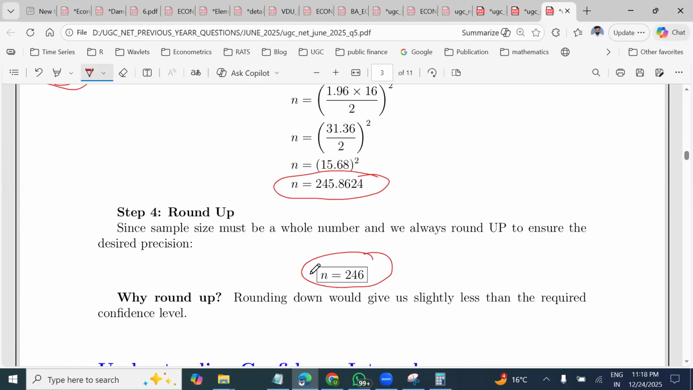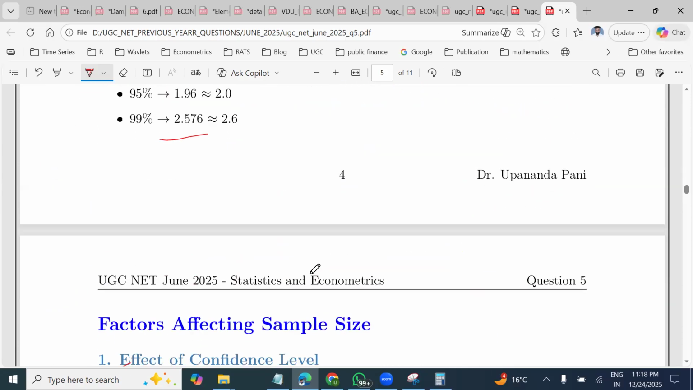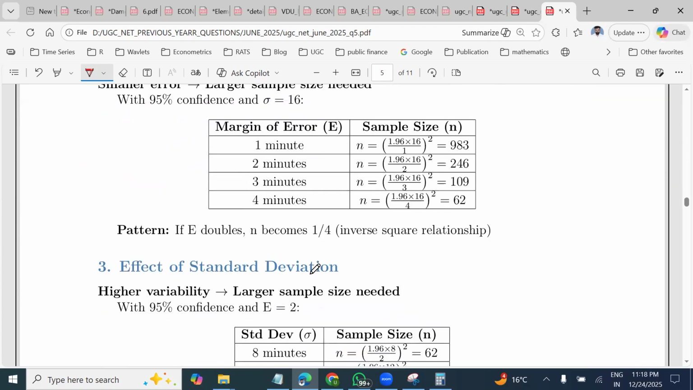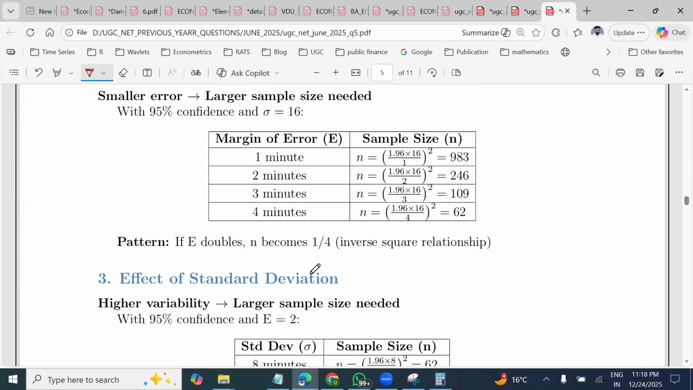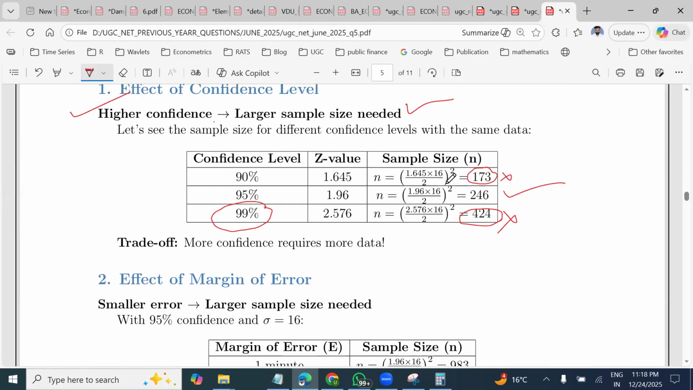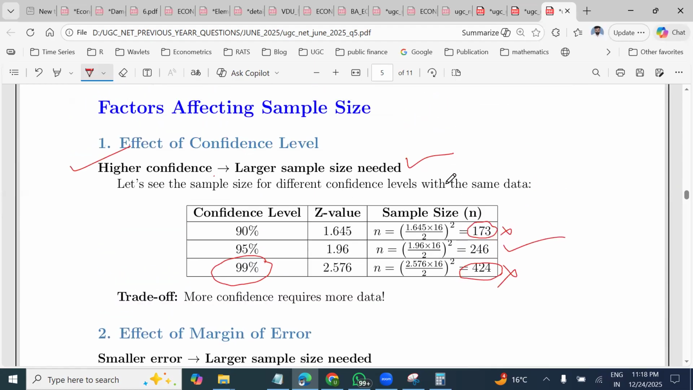So in these options, Chinmay, you got it? Yes, sir. So other options are not there. Basically you can see the sample size. Sample size with 90% will be 173. This option is not there, this option is also not there. Only the 246 option is there. But Sangeeta, you are fine.